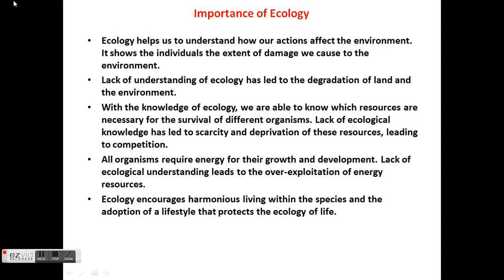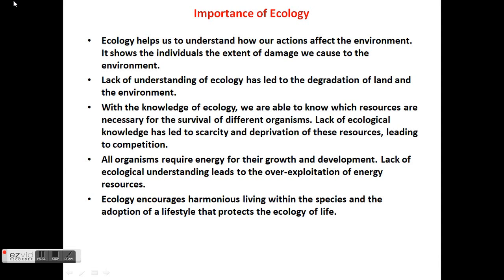So, importance of ecology, it helps us to understand how our actions are affecting the environment. It shows the extent of damage that we have caused to the environment. Basically, the lack of understanding of ecology has led to the degradation of land and the environment. So, with this knowledge of ecology, we are able to understand which resources are necessary for the survival of different organisms.